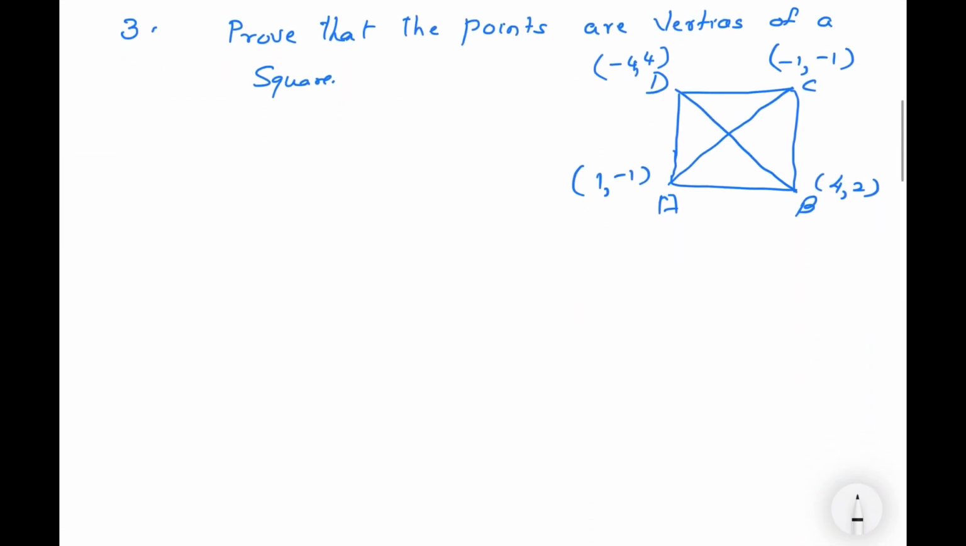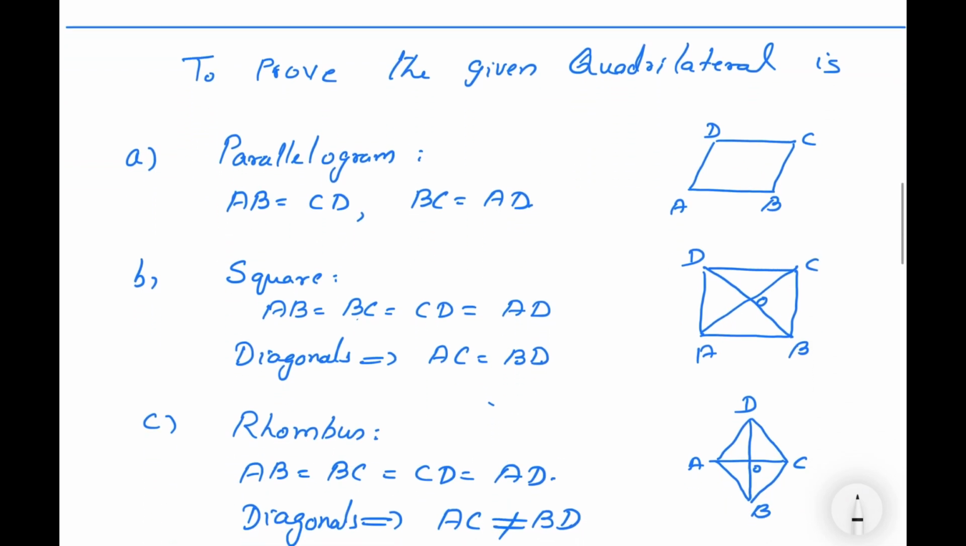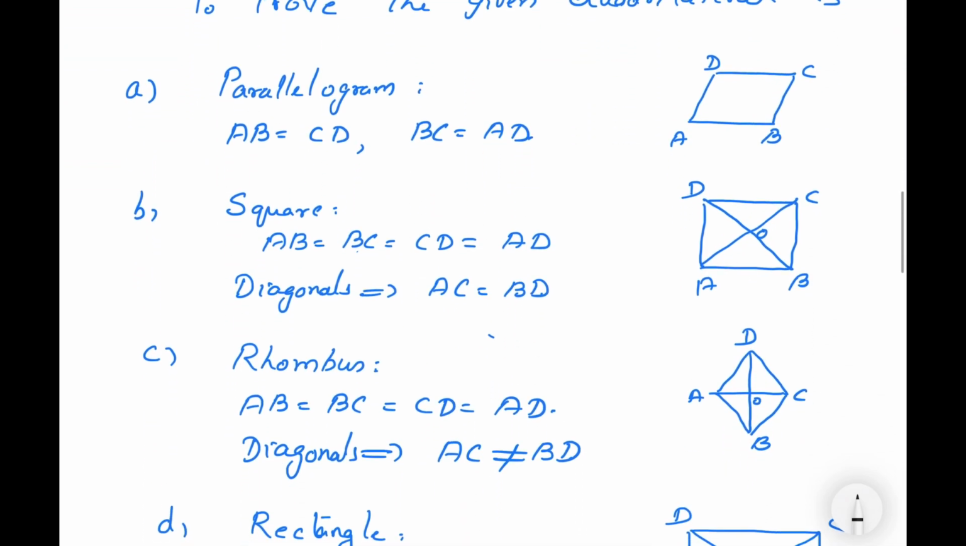The next question is prove that the points are vertices of a square. Now the 4 vertices are given. Now we have to prove it is a square. Before we start this, I will give you some hints how to go about these type of problems. Now to prove that the given quadrilateral is a parallelogram, you know in parallelogram the opposite sides are parallel and equal, but right now we cannot prove it is parallel. We are dealing only with the distance. So we can prove if both the pairs of opposite sides are equal, then we can say it's a parallelogram.